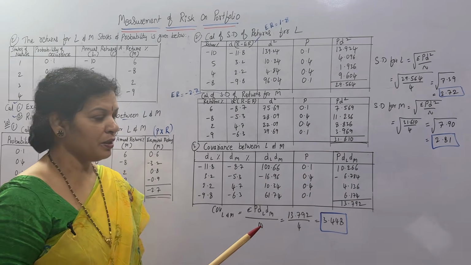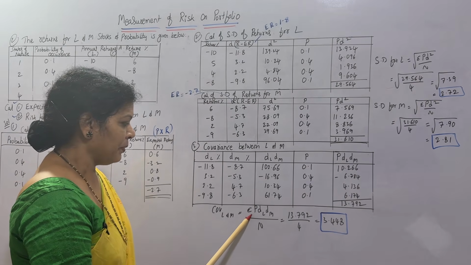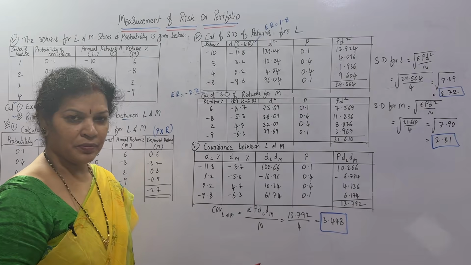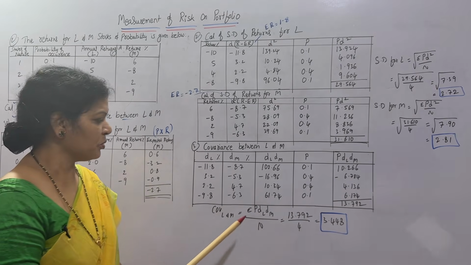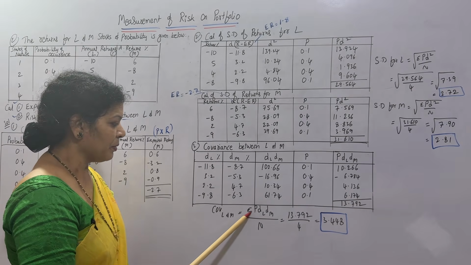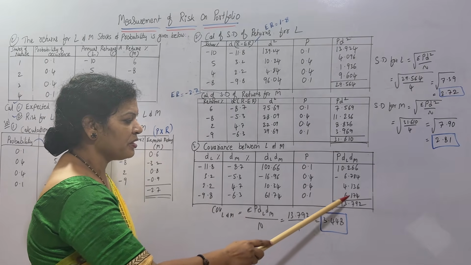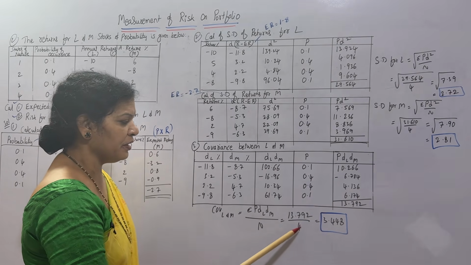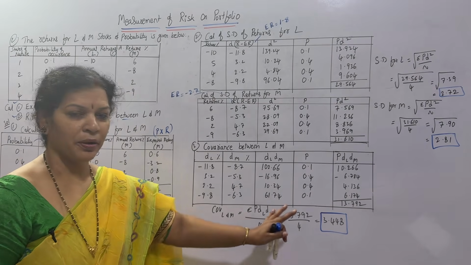Once this is over, apply it in the formula. Covariance of L and M is sigma P DLDM by N. Earlier we used to write DLDM only, but now we got the probability, so we add P. So this is 13.792 divided by N. N is the number of observations, 4. So altogether covariance is 3.448.